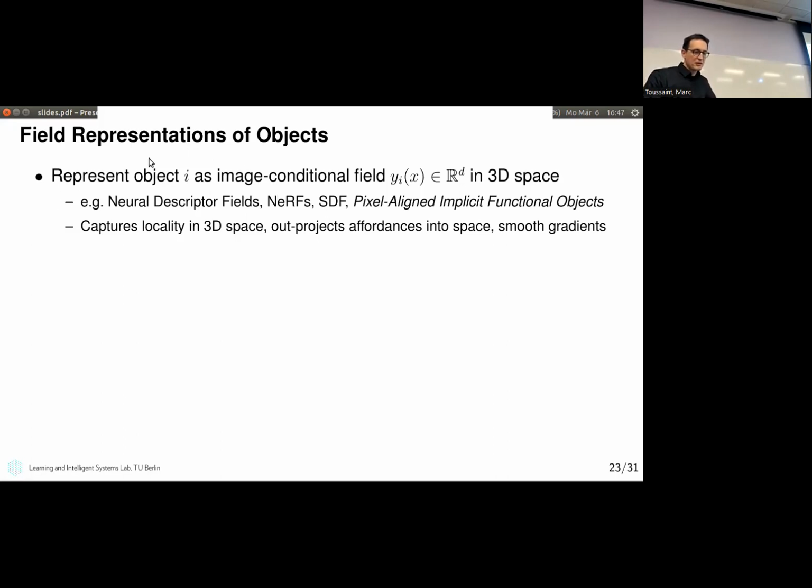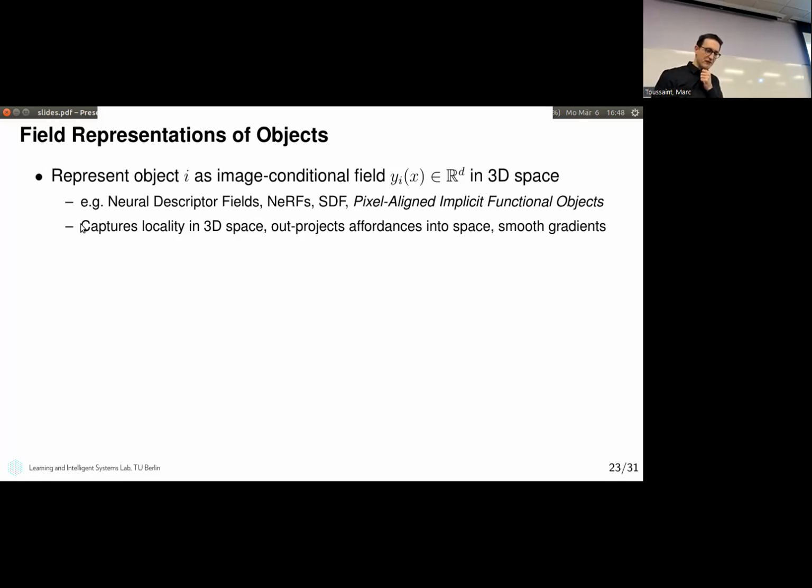What does that mean? Instead of representing the scene in terms of meshes, or representing it only as a 2D image, which is completely unstructured, we are in between and say, let's represent the scene as a set of fields. So every object is represented by a field. And a field could be a neural descriptor field, or a NeRF, or a signed distance function. Or what we work with is this pixel-aligned implicit functional object I'm going to describe in a second.